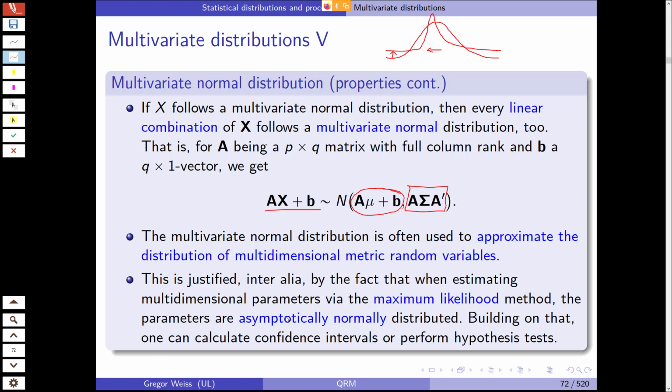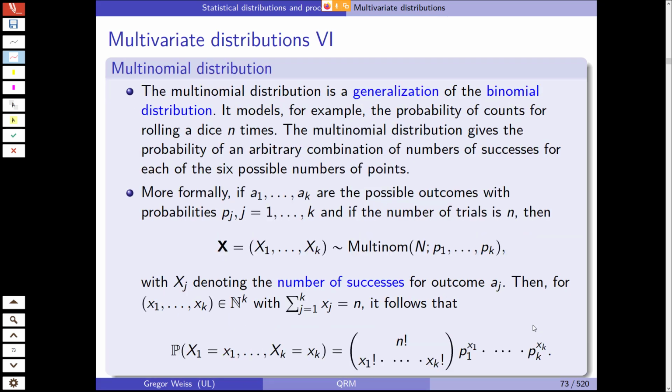So it is justified, inter alia, by the fact that when estimating multidimensional parameters, for example via maximum likelihood, the parameters are asymptotically normally distributed. And building on that, one can calculate confidence intervals or perform hypothesis testing. However, that is only in the limit when n, the sample size, goes to infinity. In many applications, that is not the case, and this result does not hold empirically. Okay, so that's the multivariate normal distribution.